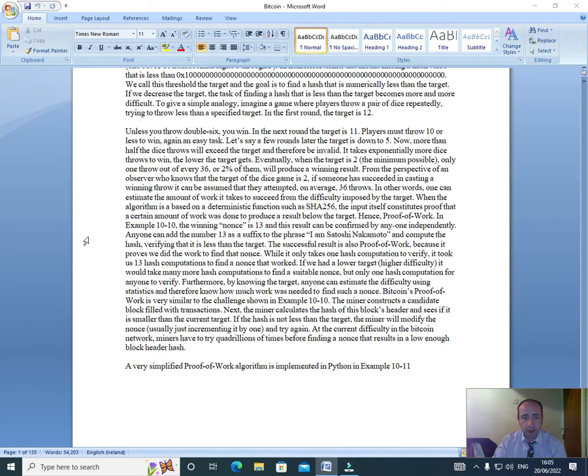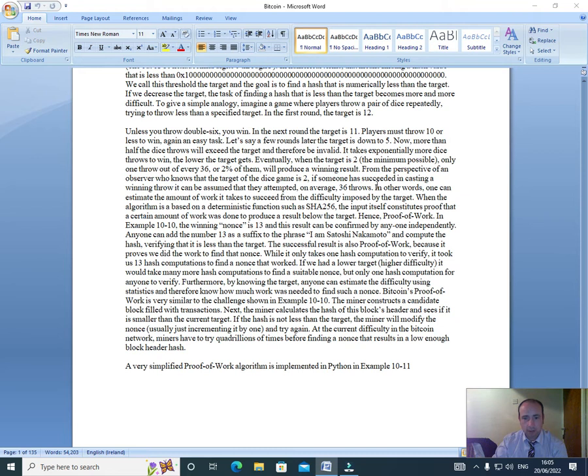Now more than half the dice throws will exceed the target and therefore be invalid. It takes exponentially more dice throws to win the lower the target gets. Eventually, when the target is the minimum possible, only one throw out of every 36, or 2% of them, will produce a winning result.